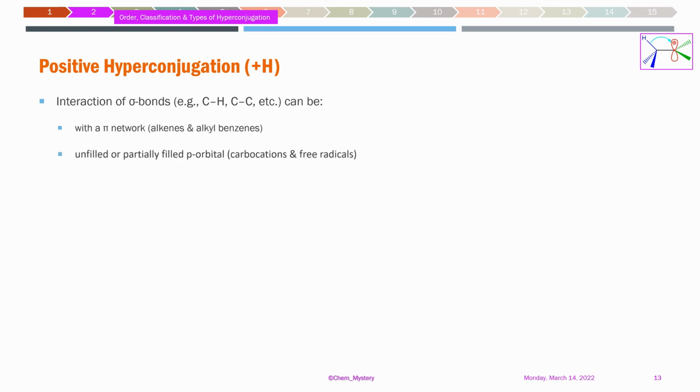Another example is basically the same example we have talked about with the carbocation, but these other molecules, the alkenes and alkyl benzenes, are also known to have the same kind of hyperconjugation, positive hyperconjugation or plus H effect, possible.